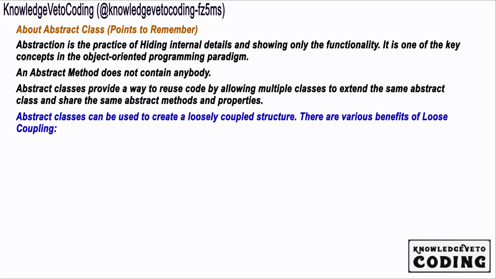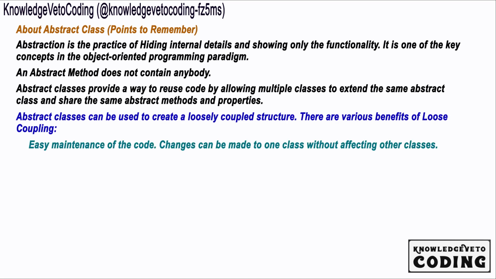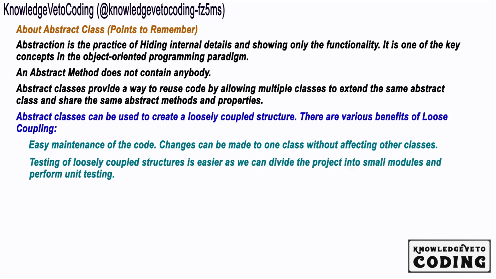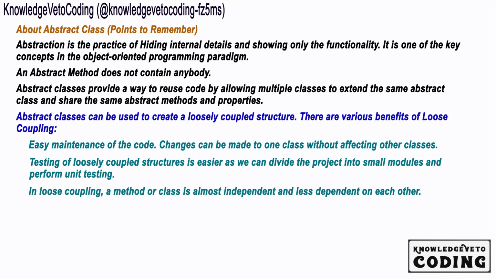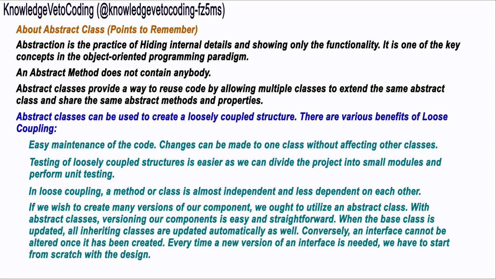Abstract classes can be used to create a loosely coupled structure. There are various benefits of loose coupling. Easy maintenance of the code. Changes can be made to one class without affecting other classes. Testing of loosely coupled structures is easier as we can divide the project into small modules and perform unit testing. In loose coupling, a method or class is almost independent and less dependent on each other.